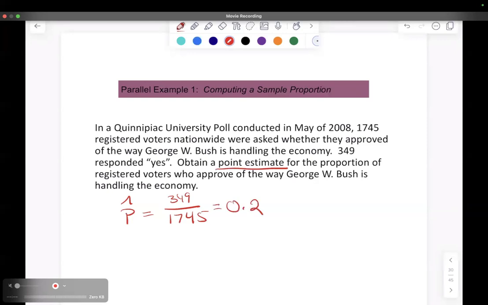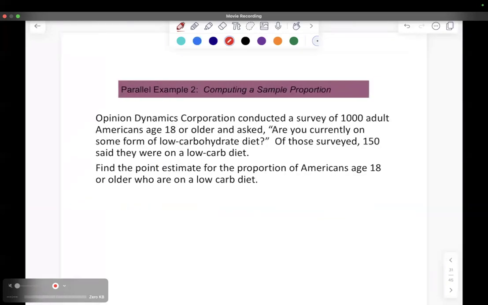So based on this particular poll, 20% of people felt that George W. Bush was handling the economy appropriately. So that's what p hat is. So go ahead and find your p hat for this one. We took a survey of 1,000 adults. They asked, are you currently on some form of a low carbohydrate diet? Of those surveyed, 150 said they were. So go ahead and find that p hat.